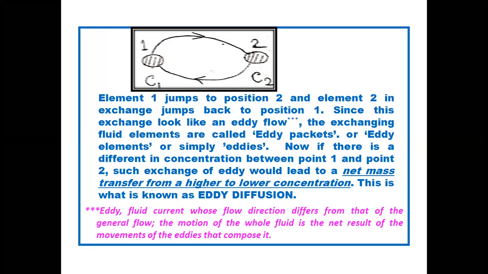Since these actions look like an eddy flow, the exchanging fluid elements are called eddy packets, or eddy elements, or simply eddies. Now, if there is a different concentration between point 1 and point 2, such actions of eddies would lead to net mass transfer from higher to lower concentration. This is known as eddy diffusion. What is an eddy? Eddy flow is a fluid current whose flow direction differs from that of the general flow. The motion of the whole fluid is the net result of the movement of the eddies that compose such packets.